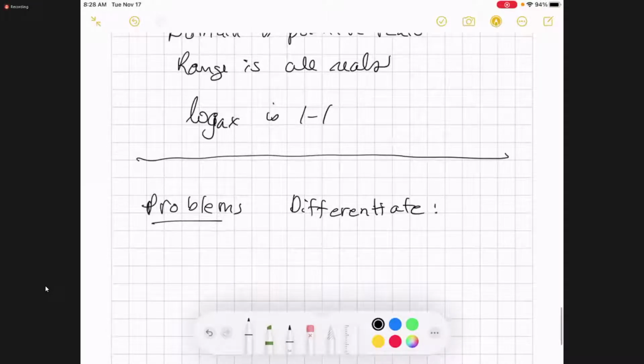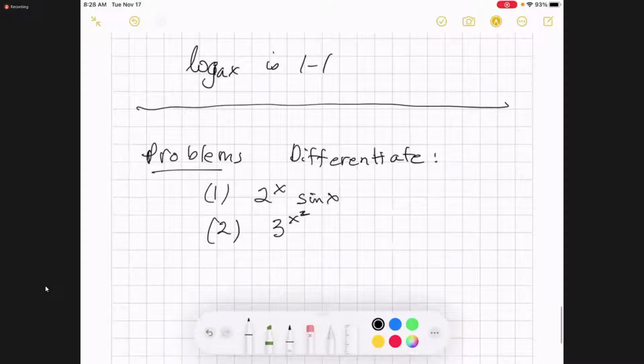Okay. Make up some problems. How about 2 to the x times the sine of x? How about 3 to the x squared? How about a log? Oh, log base 3 of x squared. Okay.